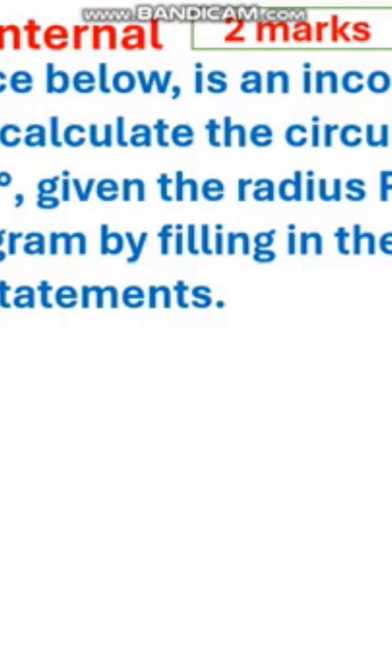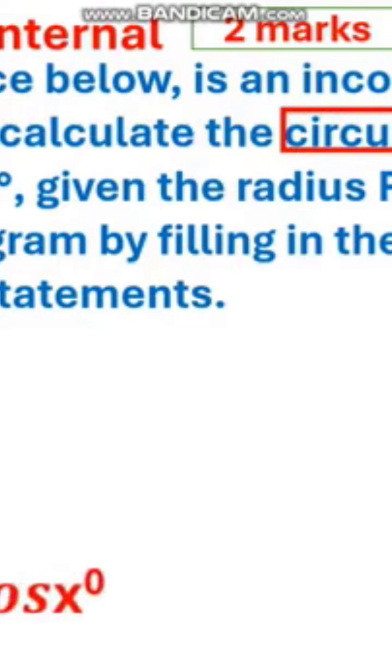So in order for us to complete this pseudo code, we need to take note of what we are looking for. So in this case, we are calculating the circumference of a circle. So we need to come up with the formula that we can use for calculating the circumference of the circle. That is the most important thing. So the formula that we use is circumference is equal to 2 times pi times the radius of the circle times cos x degrees.